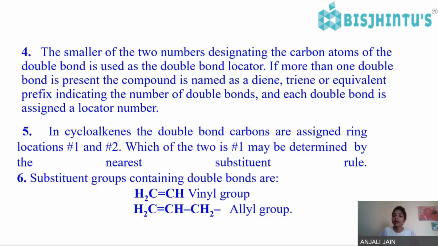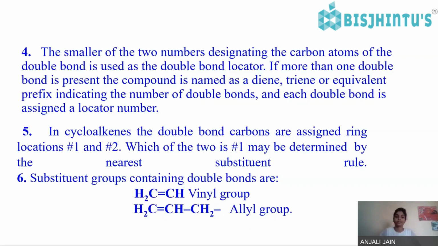So if more than one double bond is present in the compound, like two double bonds at the second and the fourth position, then I will name it a diene. If three double bonds, then triene. The equivalent prefix is added indicating the number of double bonds, and each double bond is assigned a locator number. In cycloalkenes, the double bond carbons are assigned ring locations 1 and 2, and which of the two is 1 is determined by the nearest substituent rule.